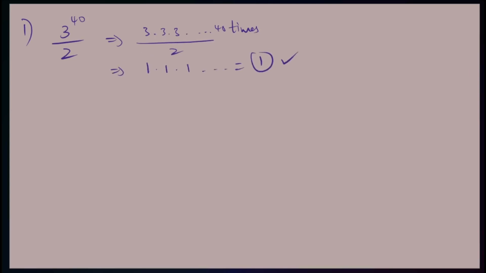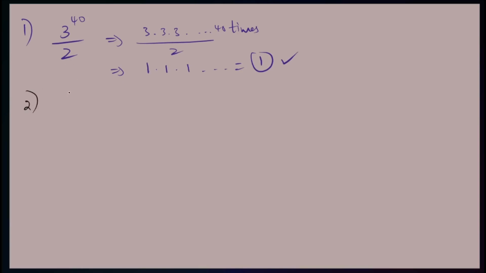So I have a few more questions. Let me put a few questions here. 3 power 40 divided by 2. What is your remainder? It's very simple. 3 into 3 into 3, how many times? 40 times, right? Divided by 2. For every 3 by 2, your remainder is 1, 1, 1, 1, 40 times. So your final remainder is also 1.